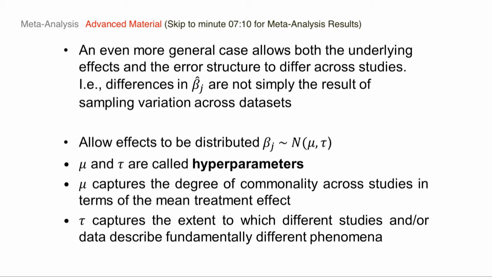So imagine that instead of assuming there's one beta, the beta j's are distributed with some mean mu. We still care about mu. This is like the average effect. As long as we buy that there's some commonality here, mu is the average effect across these studies, even if they have some differences. And then tau is what governs the variability across the beta j's. So this is like, how much variance is there in your random effect? How meaningful is the random effect?